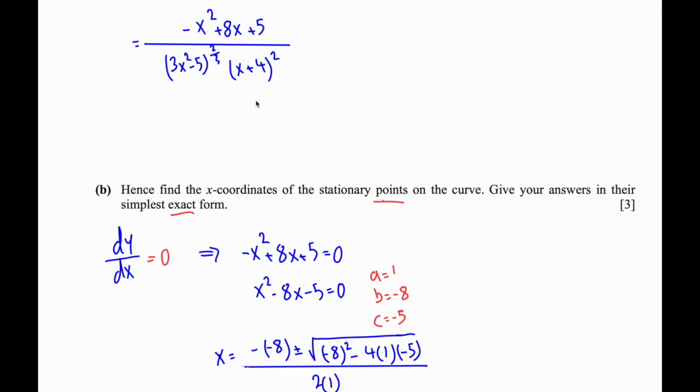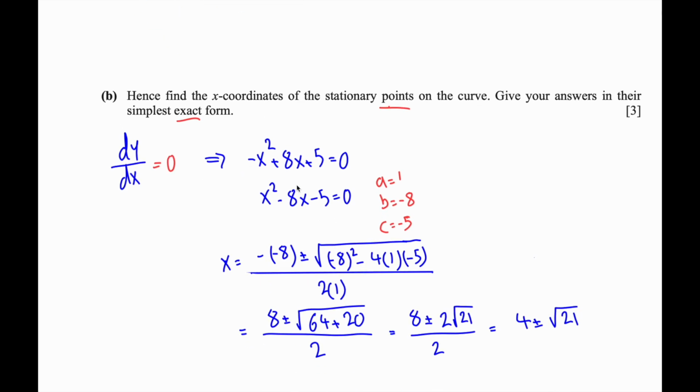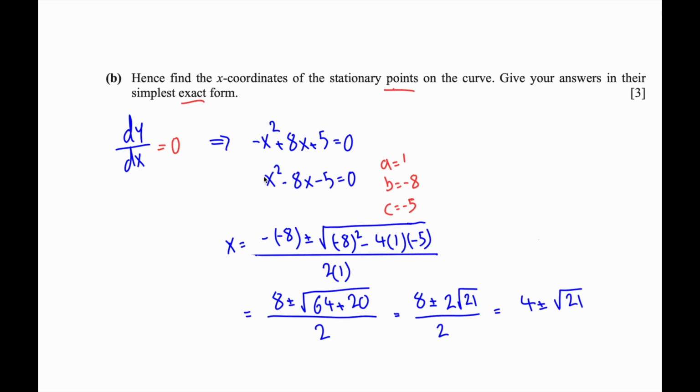Since the first derivative over here was a fraction, the only way a fraction can become 0 is when the numerator is 0. That's why I took this and put it equal to 0. For simplicity, I multiplied everything by -1 just to make the leading coefficient positive. After that, it's very obvious that factorization doesn't work since they use the word simplest exact form. It is kind of a hint that you can't simply end up with integers as your roots. So I'm just going to go ahead and apply the quadratic formula.